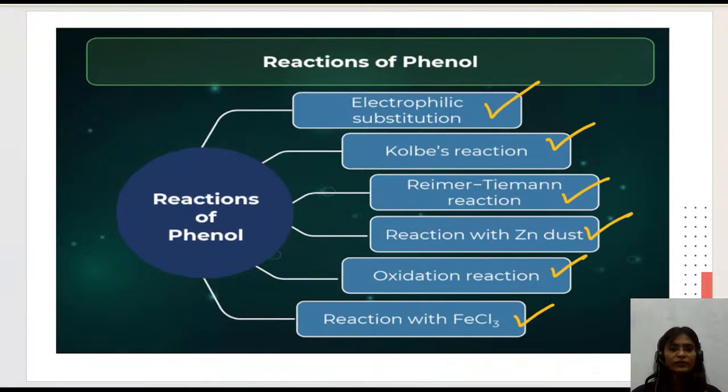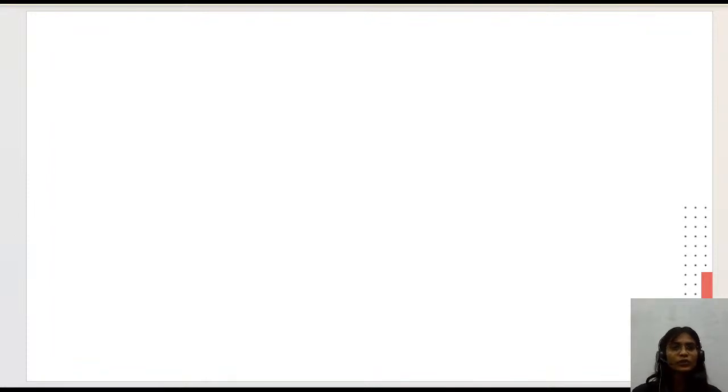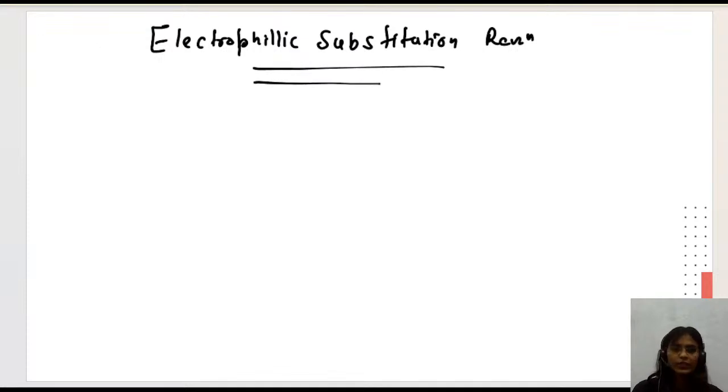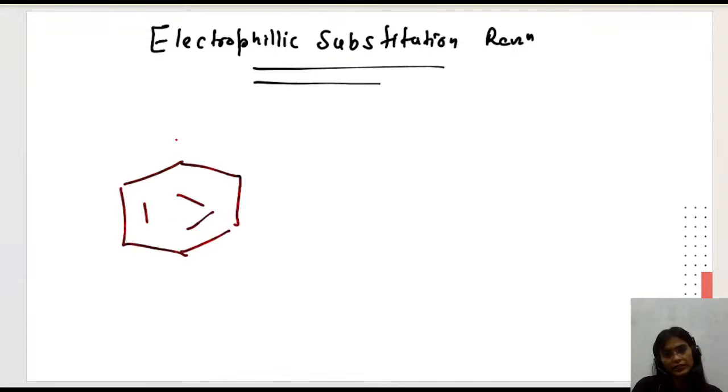Let's start with the very first, the electrophilic substitution reaction. I guess we have already covered this topic many times. What is the meaning of this? Electrophilic substitution reaction means that some electrophile is going to substitute. Since this is a reaction of phenol, we are going to use the phenol part here. For example, this is my phenol.